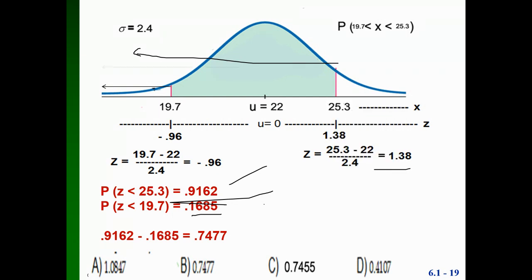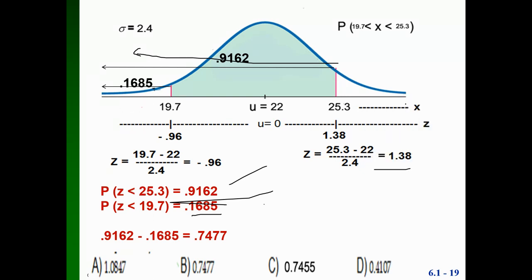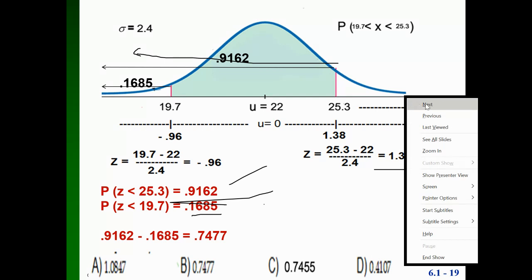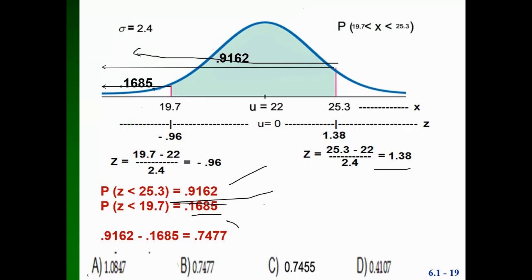Now, what happened is this. You'd have to subtract those two areas. Take the big one, 0.9162, subtract 0.1685, and we go back here, and you would see that your answer is 0.7477. So that's exact because it was done with the chart, pencil, and paper. It's always going to be exact if you do it this way.